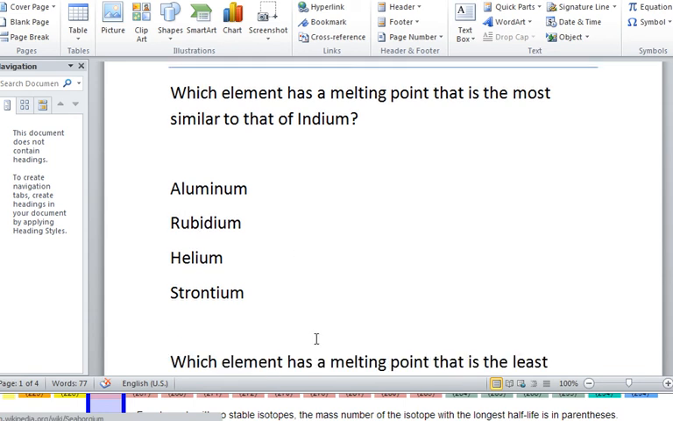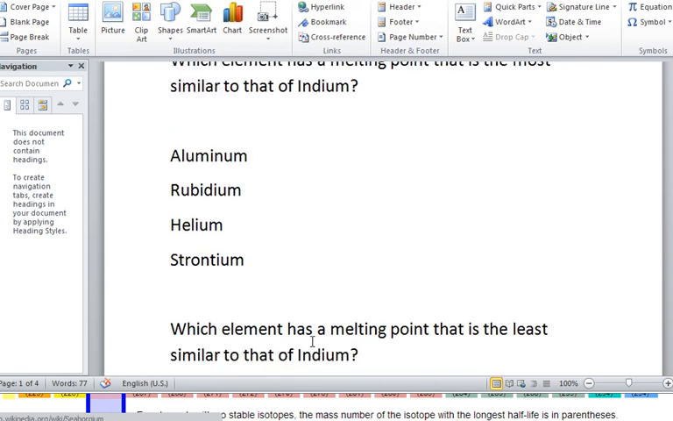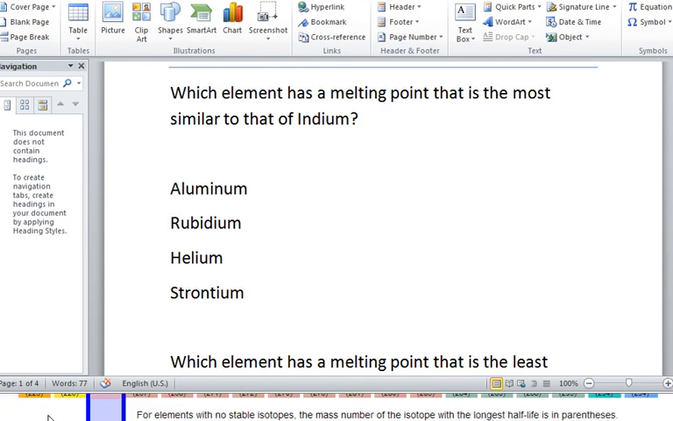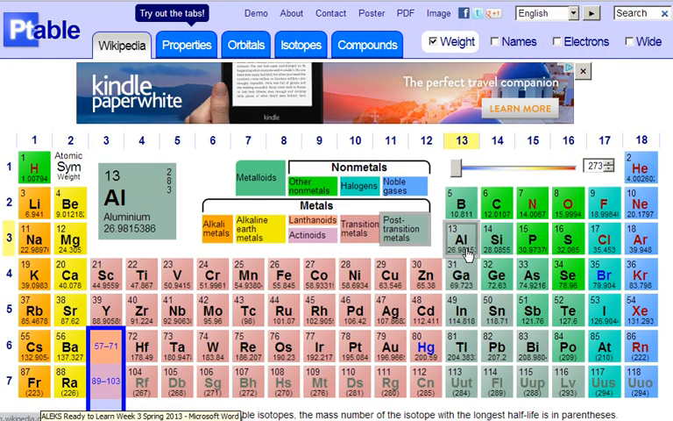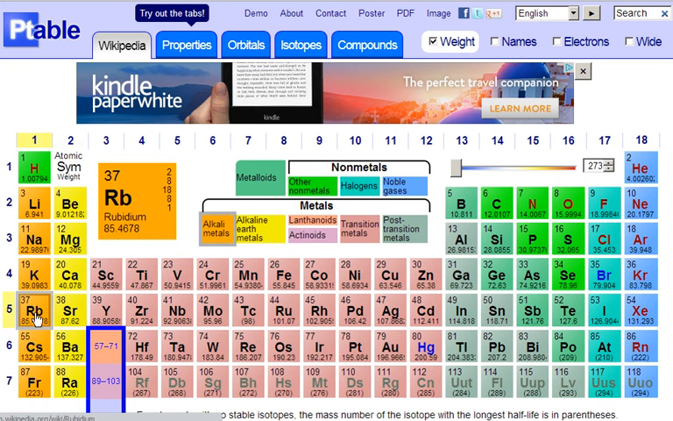We could ask a related question, which is: which element has a melting point that is the least similar to indium? Based on what we did before, everything else was a metal, right? We had indium over here, and everything else, aluminum, strontium, rubidium, those were all metals, but helium is a noble gas. So we would assume that helium is going to have the least similar, or the most different, melting point. And that is in fact the answer that you should get. So that's how you use the periodic table to figure out similar properties between elements. And it works pretty well.